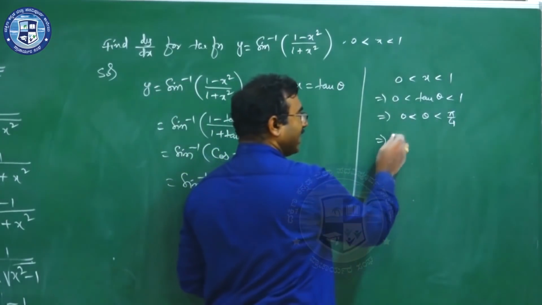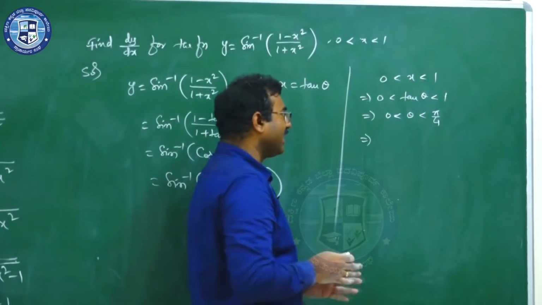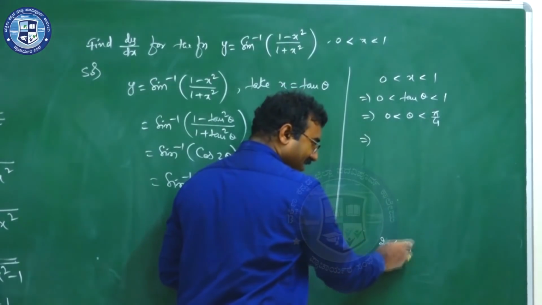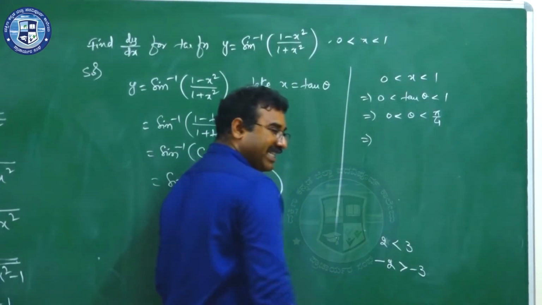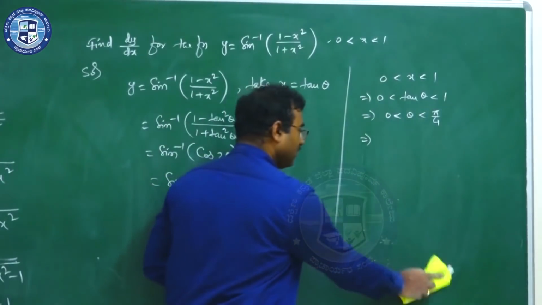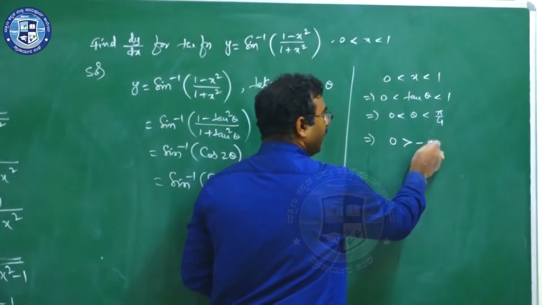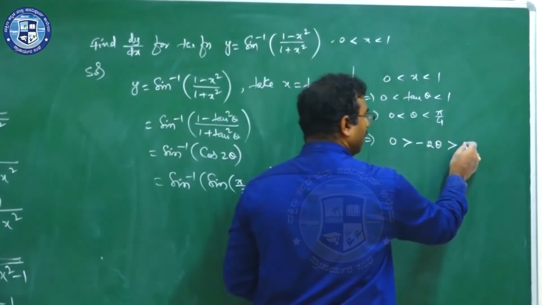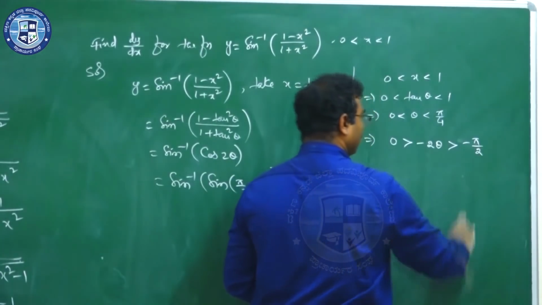When you multiply with minus 2, the inequality changes. Whenever you multiply with something negative, the inequality changes. Suppose 2 is less than 3; when you multiply with minus, what happens? It will become greater than, right? So minus 2 into 0, that is 0, is greater than minus 2 theta, which is greater than minus 2 into pi by 4, so minus pi by 2.